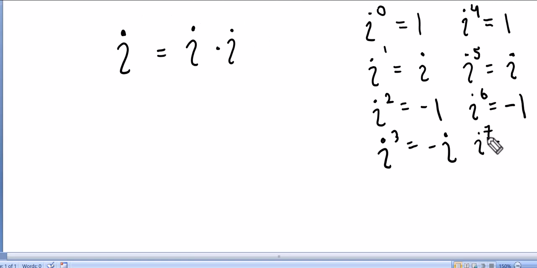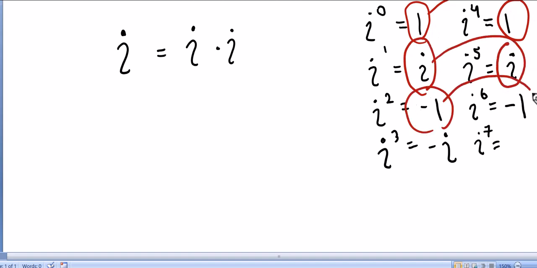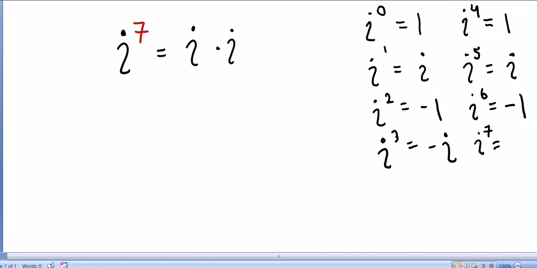Anybody want to guess what i to the 7th is going to be? Hint, are you noticing this? Oh snap. According to our calculations, we should be getting a negative i for the answer. Let's try i to the 3rd and i to the 4th, since we've already gotten those. So i to the 3rd is negative i, i to the 4th is 1, and 1 times negative i is negative i.